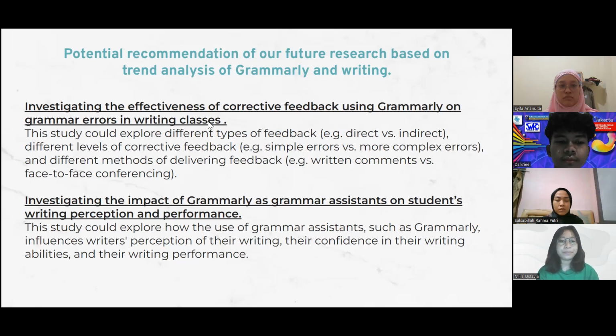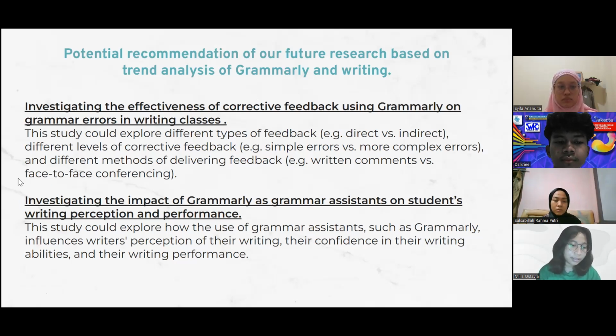Those are a topic that we could explore using the terms we got from the data in the previous slide. We got corrective feedback here, and then grammar errors here, and then writing classes.